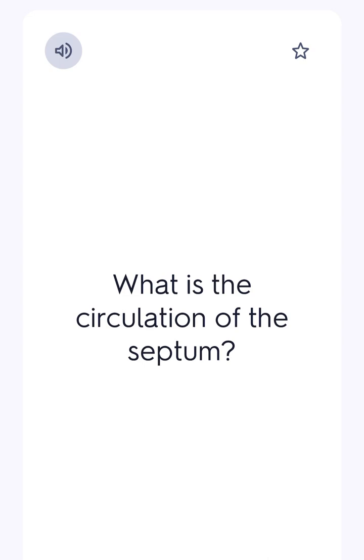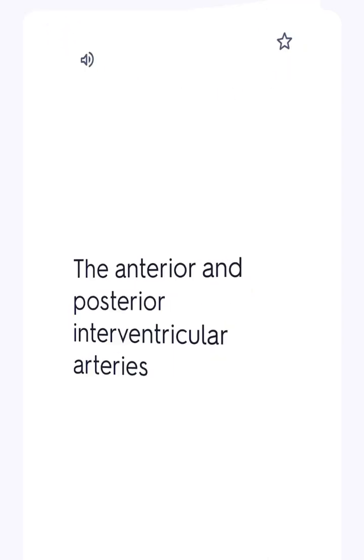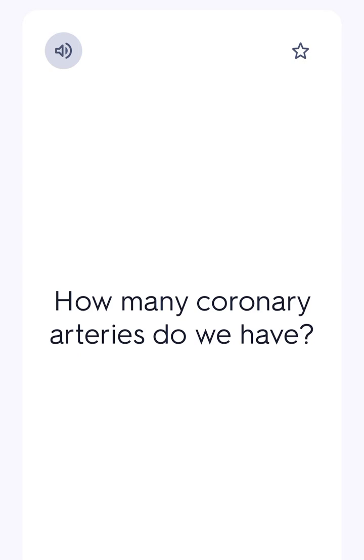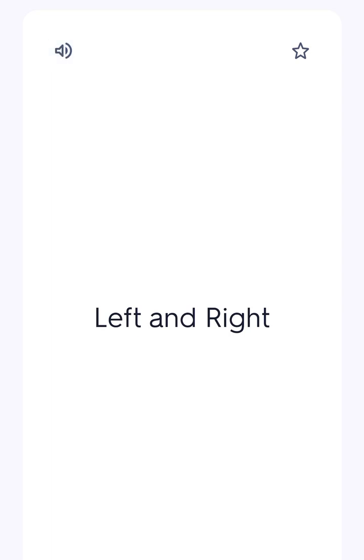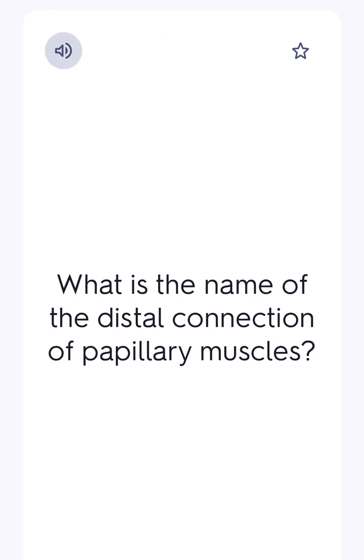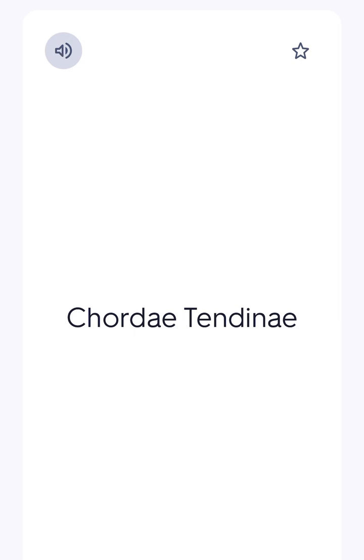What is the circulation of the septum? The anterior and posterior interventricular arteries. How many coronary arteries do we have? Left and right. What is the electrical expression of the papillary muscle? U-wave. What is the name of the distal connection of papillary muscles? Chordae tendineae.